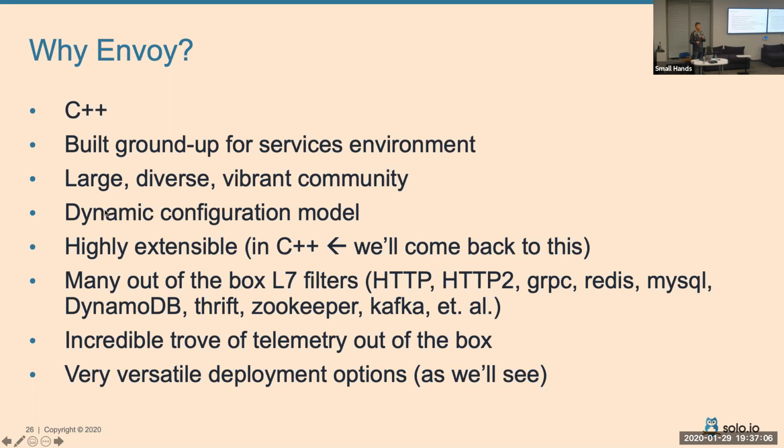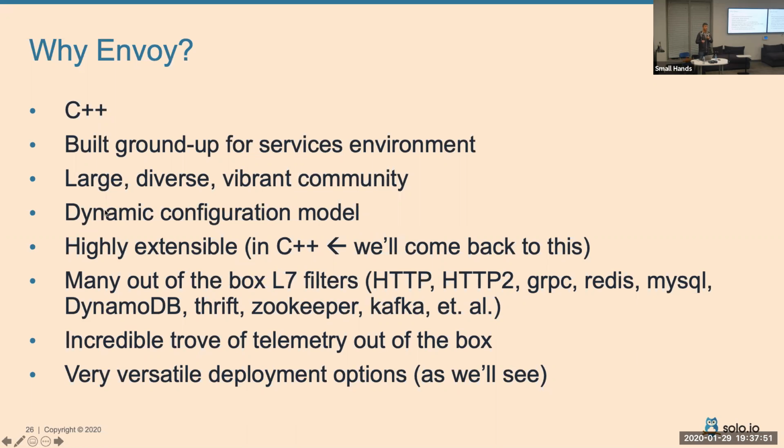It has a large, diverse, and very vibrant community right now. Google uses it internally, eBay and Verizon, obviously Lyft, and if you go to the website, there are tons and tons of people who are using it and contributing to it. So in many ways, the way Kubernetes became successful because of its community and its open source, we're seeing the same thing with Envoy. Like I said, it has many L7 filters out of the box, so it can understand your application level protocol and bring value, regardless of what your architecture looks like. Incredible amount of telemetry. We'll poke around a little bit at that. And very versatile deployment options.